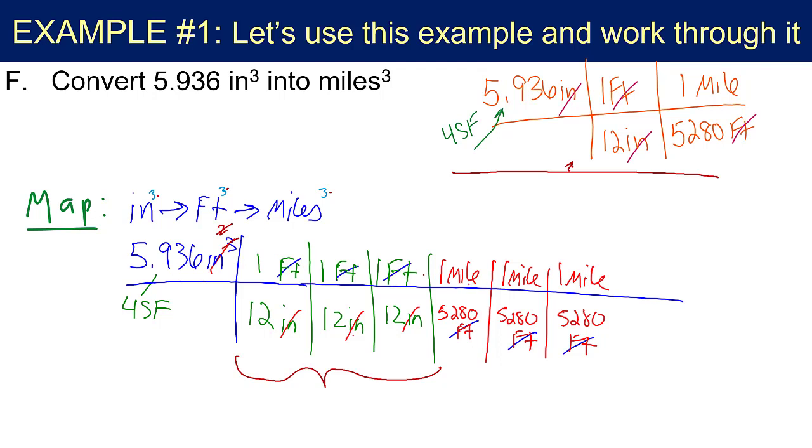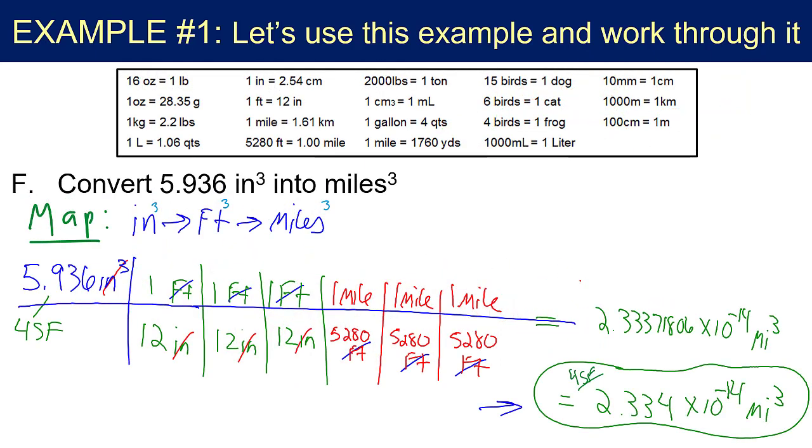You'll also notice that I then had to put the conversion factor from feet to miles in 3 times in order to cancel all those different feet and replace them with miles. And when I multiply miles times miles times miles, I get cubic miles. And then when I do the math on this, I wind up getting a really long answer, but I got to round that now to 4 significant figures because I got 4 significant figures that are there, and that gives me 2.334 times 10 to the minus 14 cubic miles.